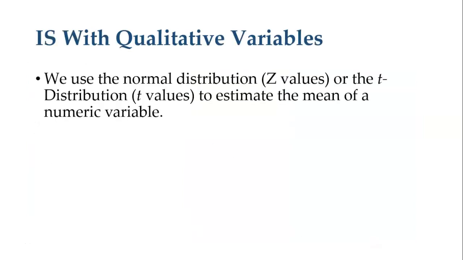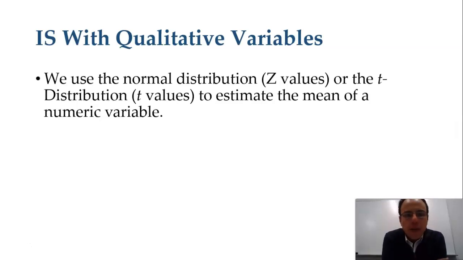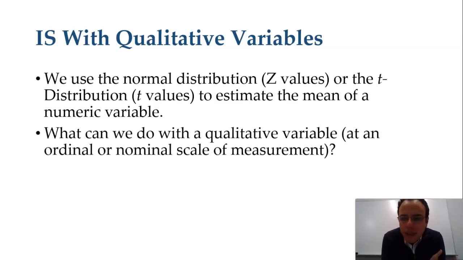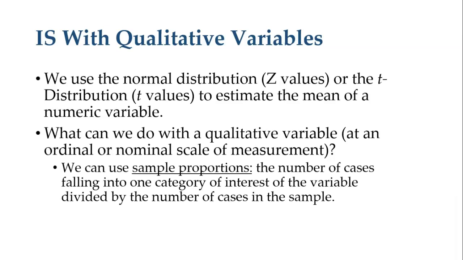Okay, so we have learned how to use the normal distribution or the t-distribution to estimate the mean of a numeric variable. But what can we do when we have a qualitative variable, such as a variable that is in the ordinal or the nominal scale of measurement? So maybe we cannot use inferential statistics for these kinds of variables. Well, we can do something. We can use what is called the sample proportions. Sample proportions are the number of cases falling into one category of interest, of a certain variable, divided by the number of cases in the sample.